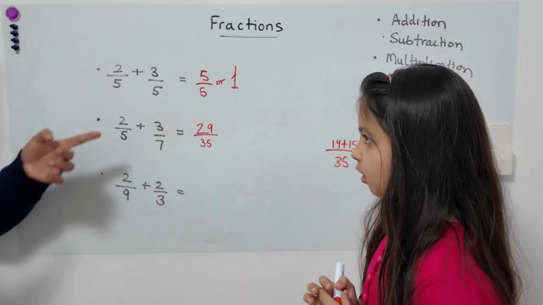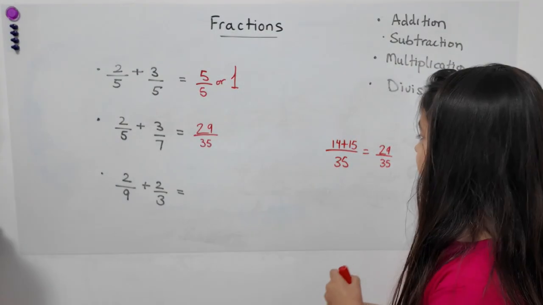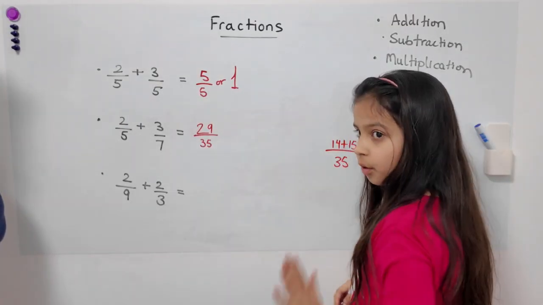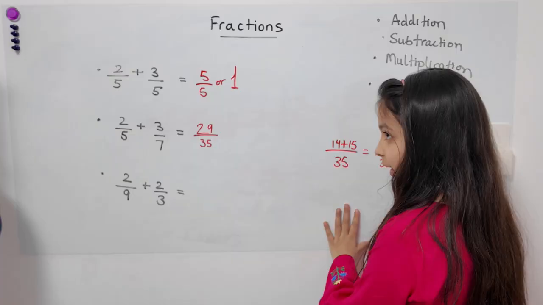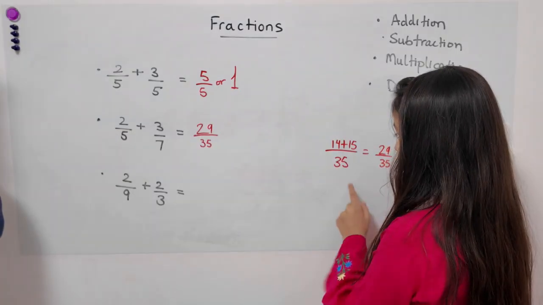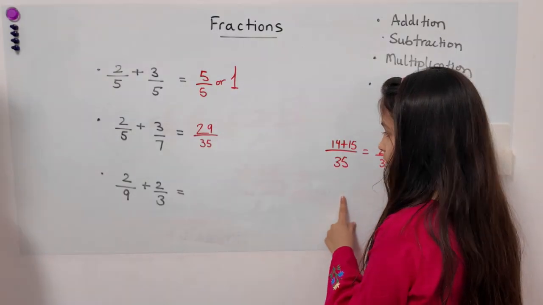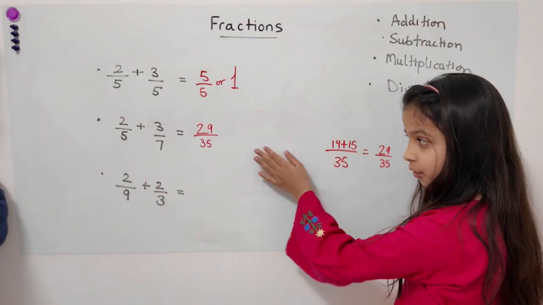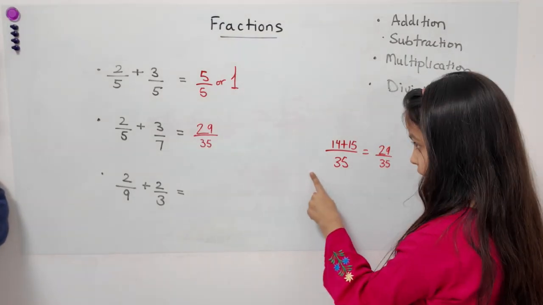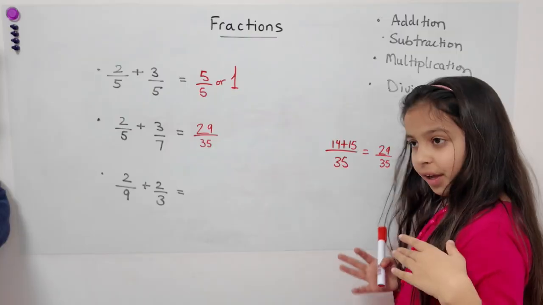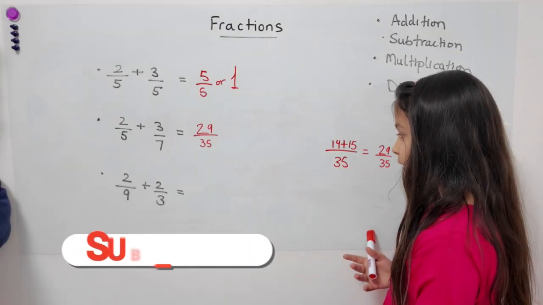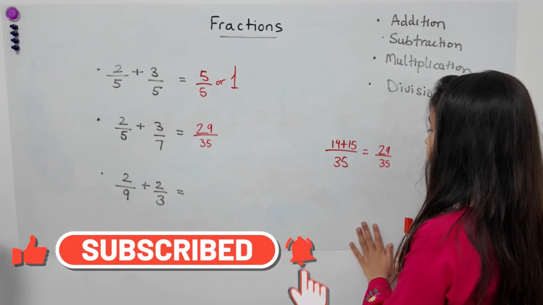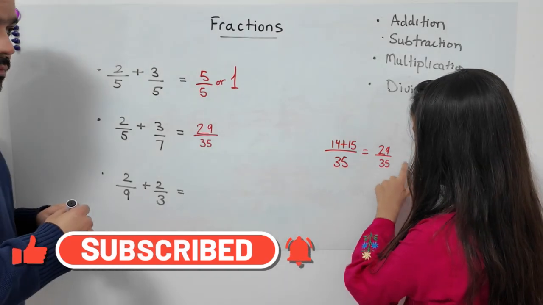Can you explain what you have done there? Because for 5 and 7, the lowest common multiple is 35. So 35 is my denominator, and because I multiplied 5 by 7, I have to do that to 2, so that is 14. I multiplied 7 by 5, and I must do that to 3, so 3 times 5 is 15. 14 plus 15 is 29, and the 35 is the same.